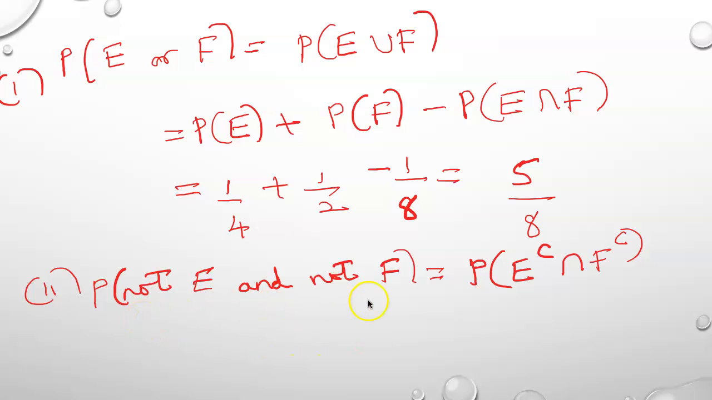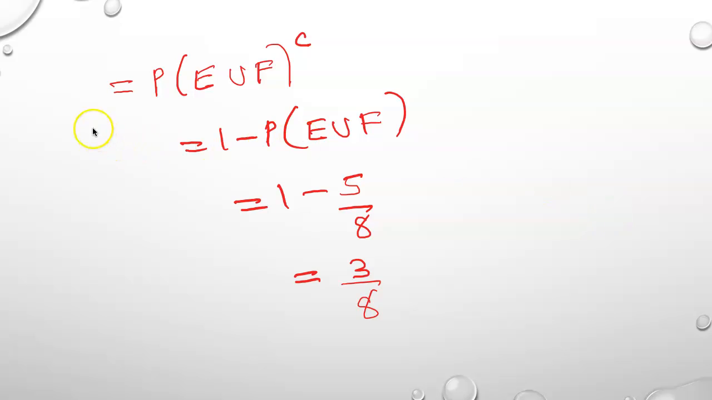Probability of not E and not F. Now what is AND? AND is intersection. So this is probability of E complement intersection F complement. And what do we use here? De Morgan's law. So this is probability of E union F complement, which is 1 minus probability of E union F. We have already calculated E union F probability as 5 by 8. So I get 1 minus 5 by 8, which is 3 by 8.